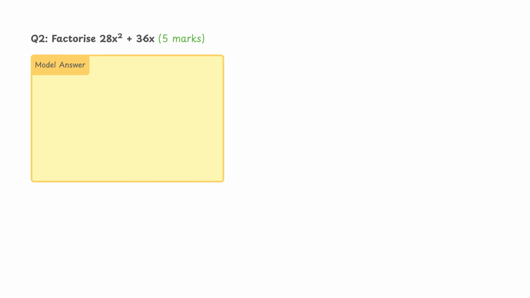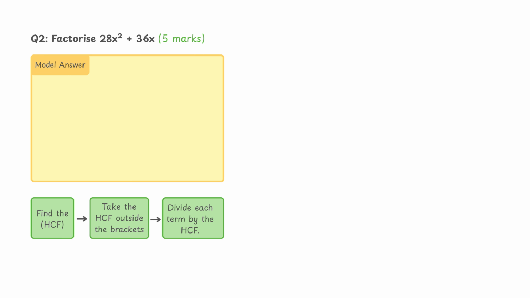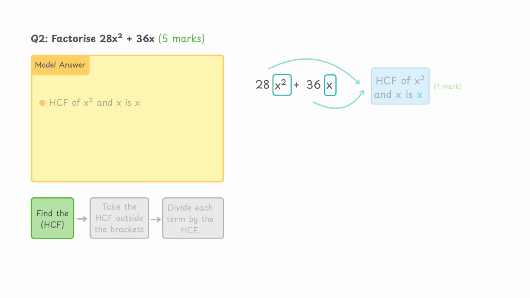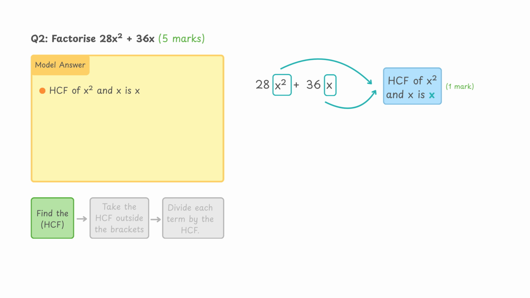Question 2. Factorize 28x squared plus 36x. This question is worth 5 marks, so we will go step by step and make sure we secure each mark clearly. Let's begin with step 1, find the highest common factor. But this time we are not only looking at numbers, we also need to consider the algebraic terms. We have x squared in the first term and x in the second term. The highest common factor of x squared and x is x. This is because x squared contains x multiplied by x, so x is common to both terms.